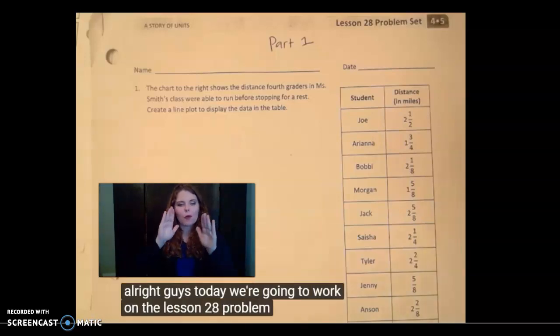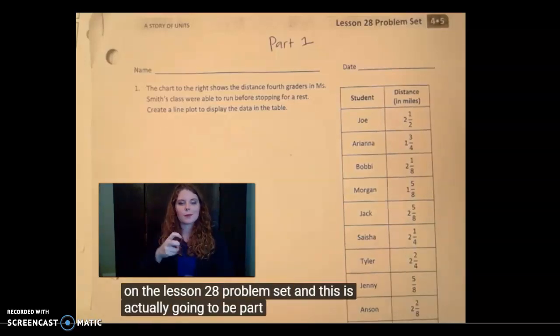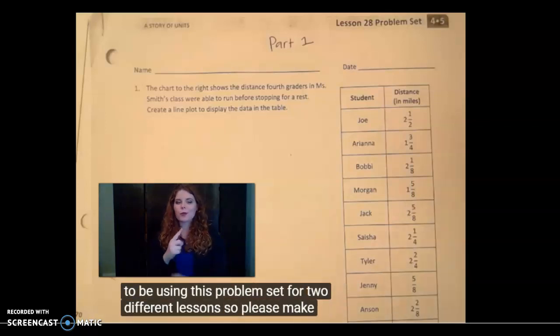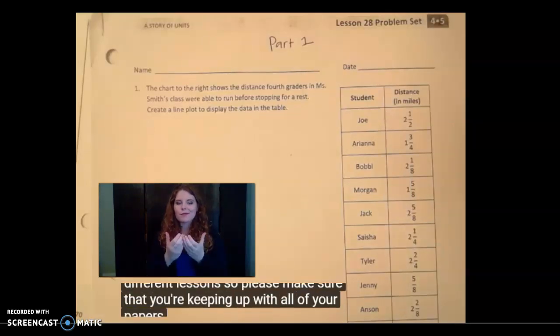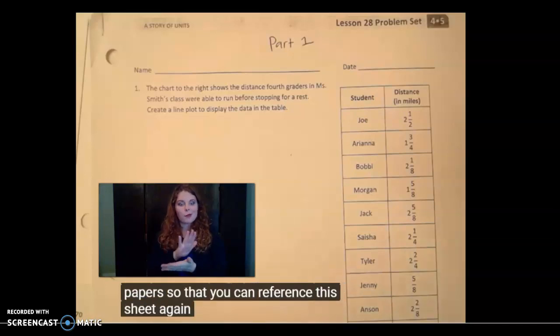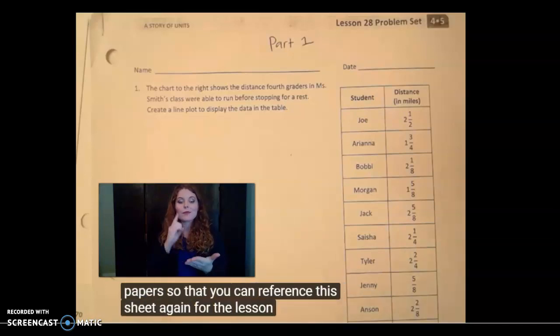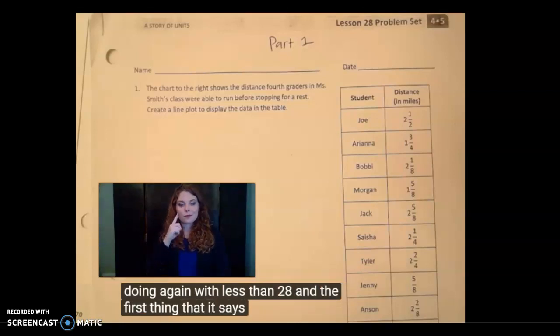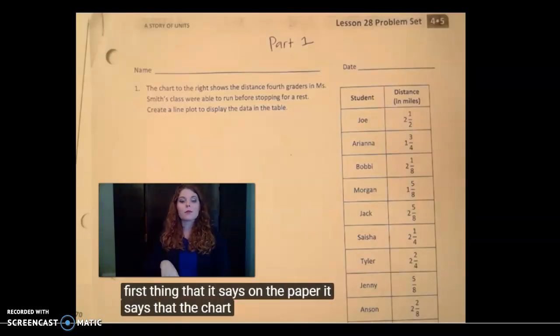on the Lesson 28 problem set, and this is actually going to be part 1. We're going to be using this problem set for 2 different lessons, so please make sure that you're keeping up with all of your papers so that you can reference this sheet again for the lesson that we'll be doing again with Lesson 28.